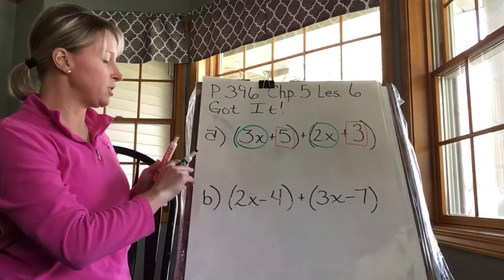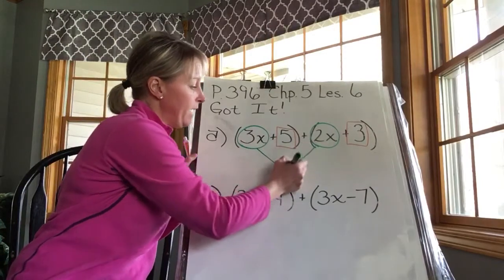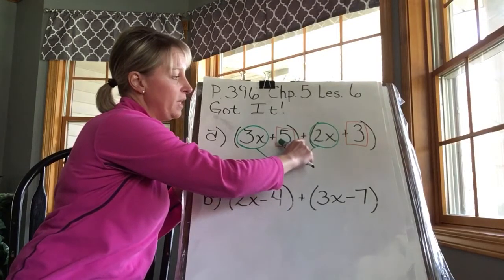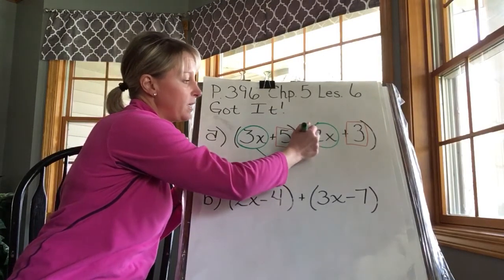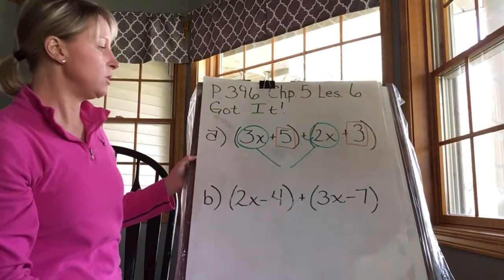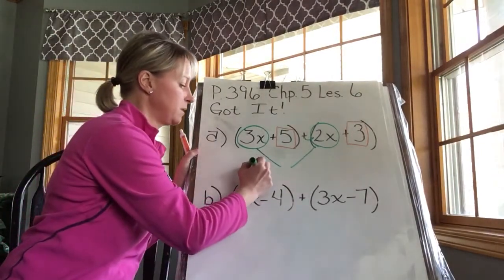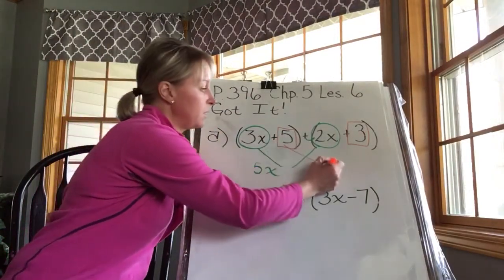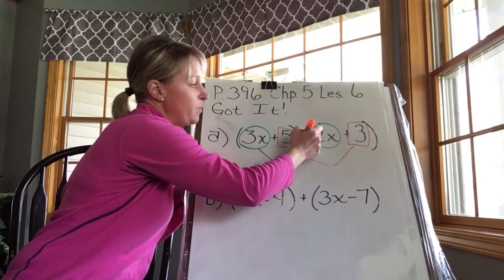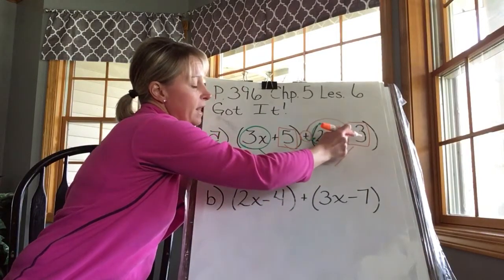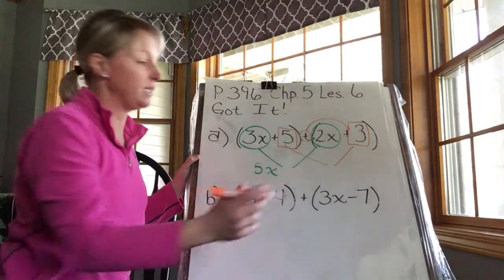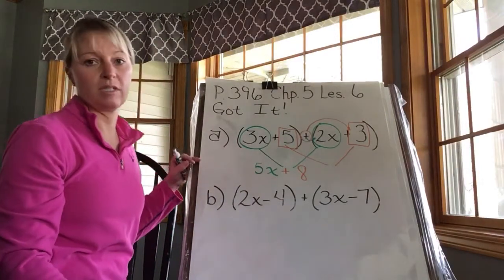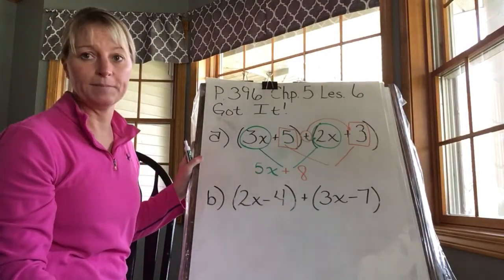Then I'm just going to combine my like terms. This is a positive 3 and this is a positive 2. With that plus in front of the parentheses, I know that plus is going to continue, so that is a positive 2. So 3x plus 2x is 5x. Then I have a positive 5 and a positive 3, because again, this positive sign and that positive sign make it positive. So 5 plus 3 is 8, and we just put a plus sign. So we're done with our first example. Your answer should be 5x plus 8.